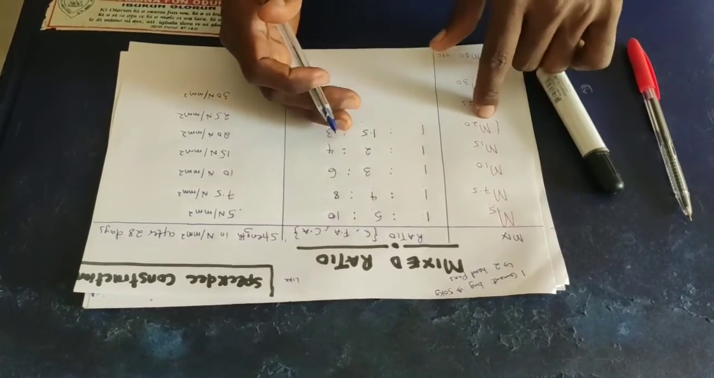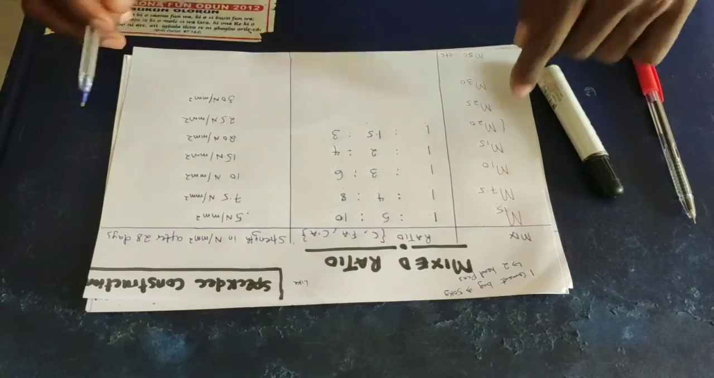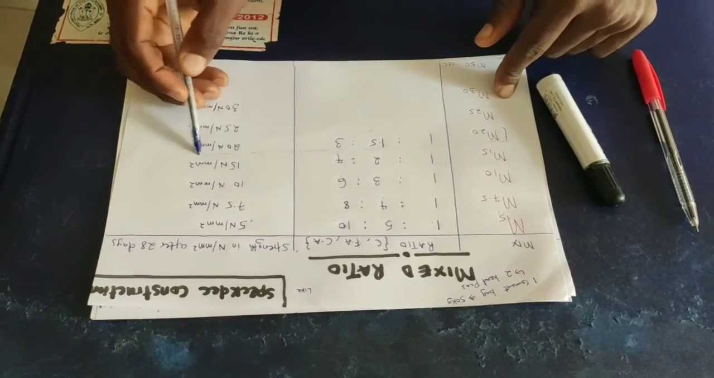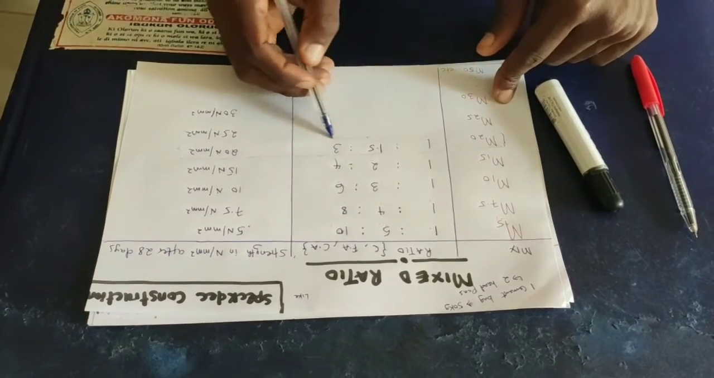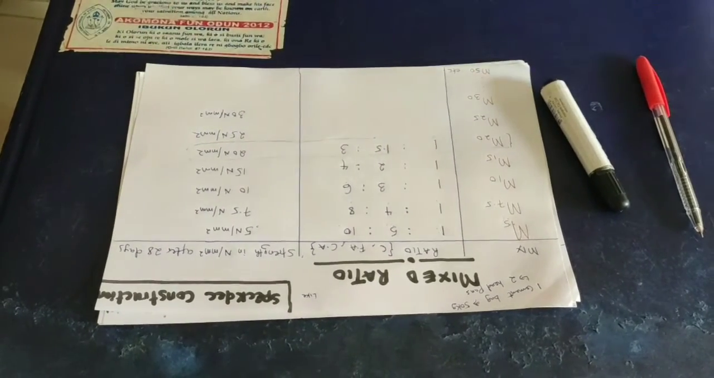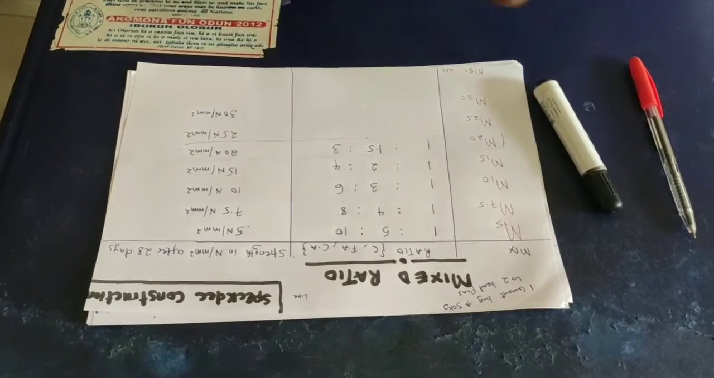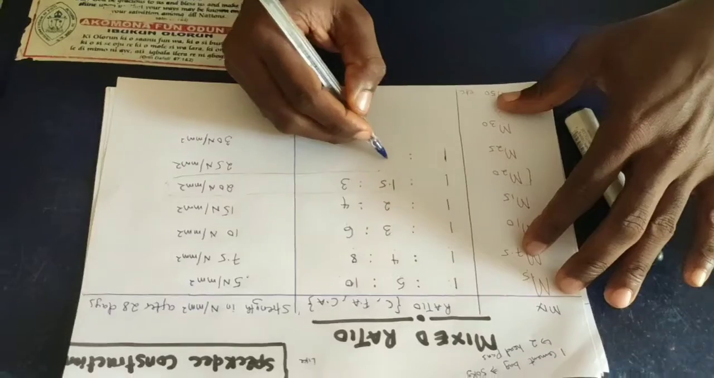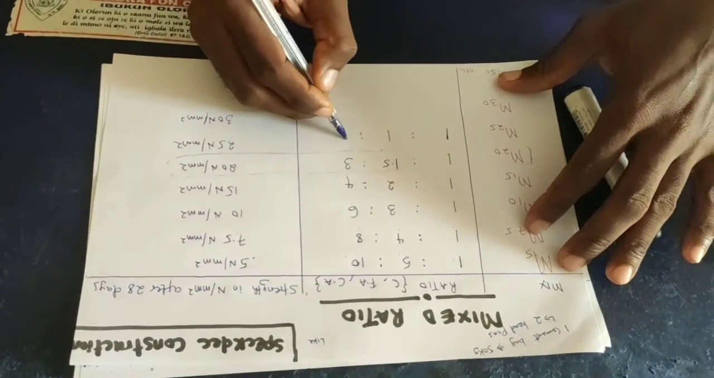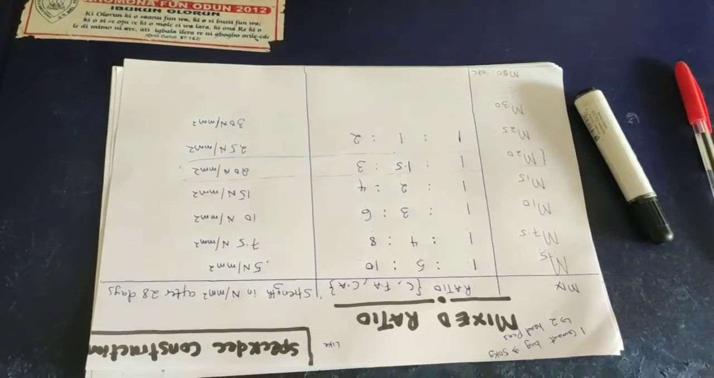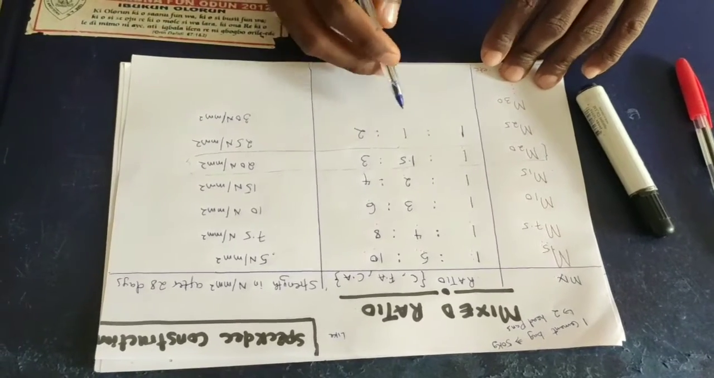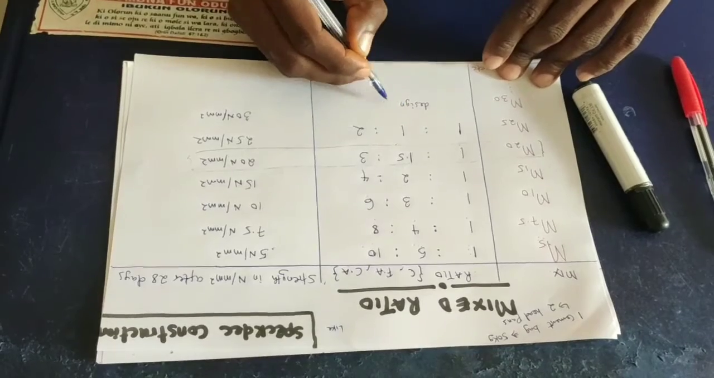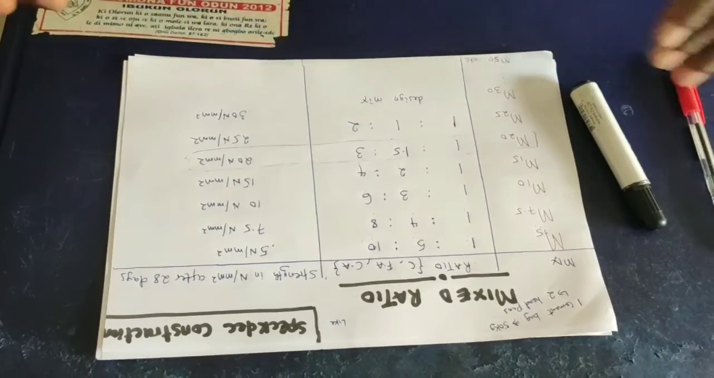For M20, I'm stressing it because M20 is a very, very important mix. You use it for several structures, especially residential apartments. For M25, you have 1 is to 1 is to 2. And from M30 downwards, it's design mix. You have to design it.